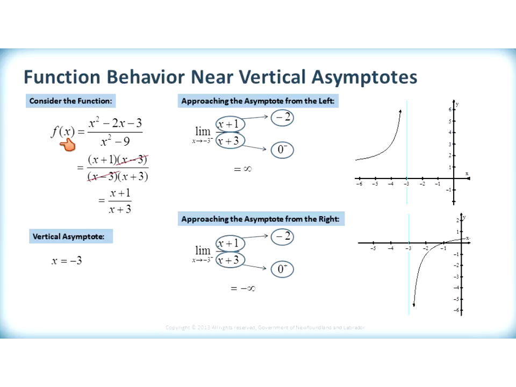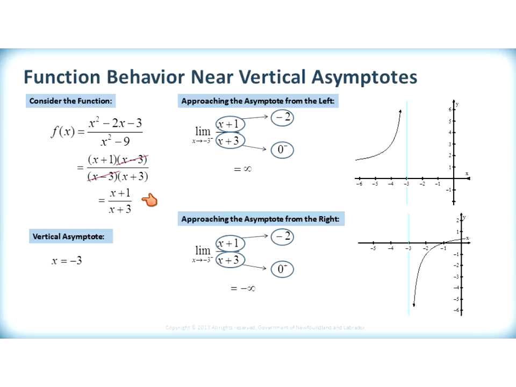So here we start with f of x equals x squared minus 2x minus 3 divided by another quadratic, x squared minus 9. So what we do is we write this in factored form, so that should be old hat for you guys in this course. So there's the factored form of this function. We'll notice that one of our factors in the numerator and one of our factors in the denominator are the same, so we can cancel those out, leaving us with just x plus 1 over x plus 3. Okay, so that's a good place to have gotten to.